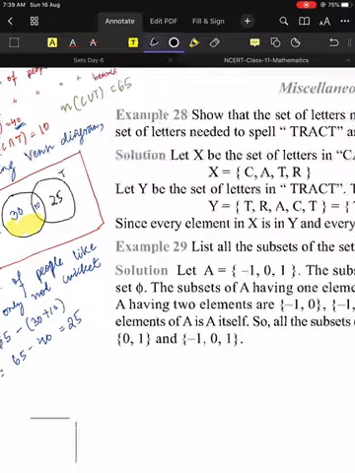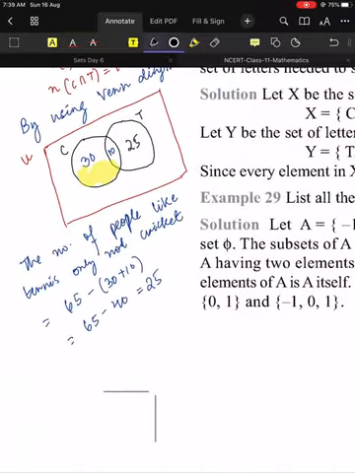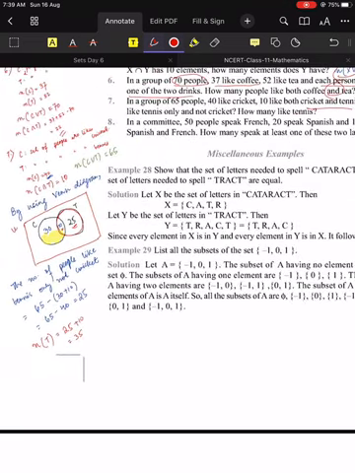Now the next question is how many like tennis? It will be very easy. They have asked you to find NT, and from the Venn diagram, NT will be this 25 plus 10, because NT is all the elements present in the set T, right? So that will be 25 plus 10, that is 35. So that's how we do question number 7.